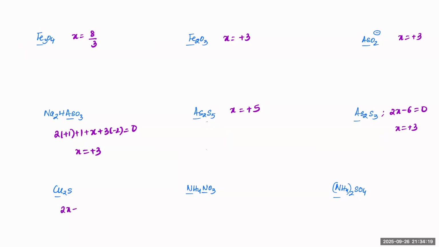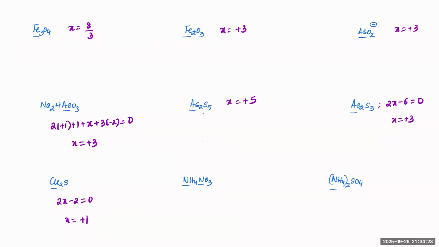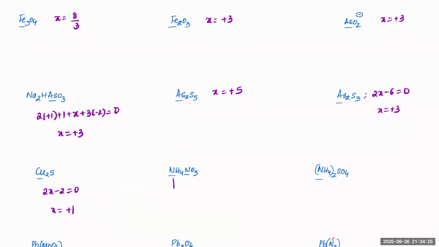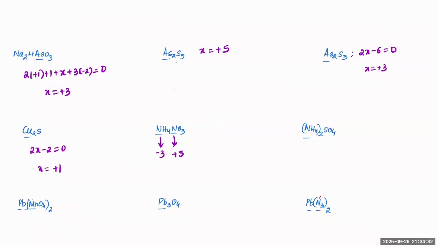Cu2S, so 2x minus 2 equal to 0. So x will be equal to plus 1. This is the copper's charge. And this also we learned. Nitrogen, this has -3 and plus 5. Ammonium will always have -3 on nitrogen here. Sulfur will be plus 6.